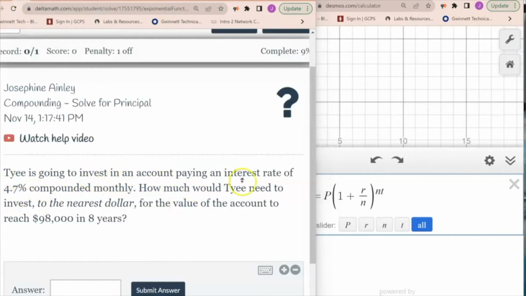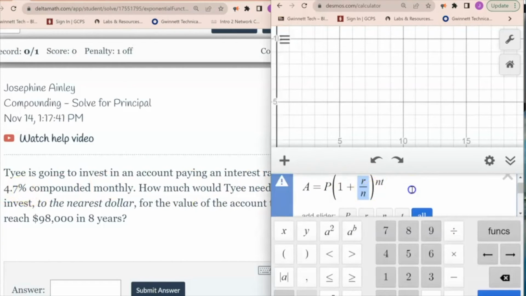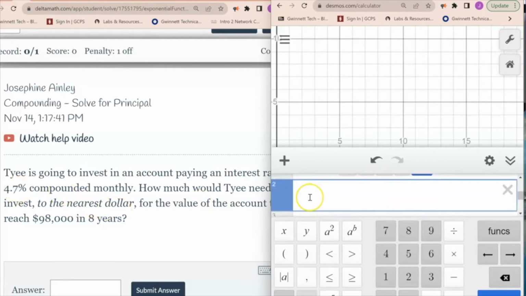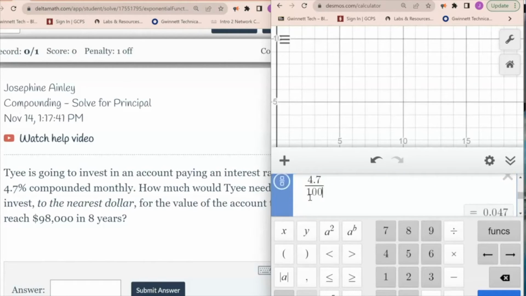Terry is going to invest in an account paying an interest rate of 4.7%. Okay, so that's an interest rate, so it goes right here. But again, remember, you cannot put the percent in the calculator. You actually have to find out what it is. So that's 4.7 divided by 100. And that's the number you put in as R, so 0.047. So you come right here, delete, 0.047. It's compounded monthly. Okay, so how many months in a year? 12. So that's your N. N is the number of times it's compounded. So it's compounded 12. And then let's go ahead and put multiplication right there.